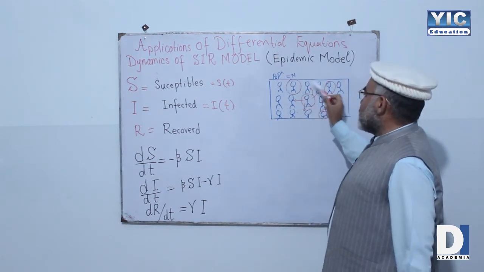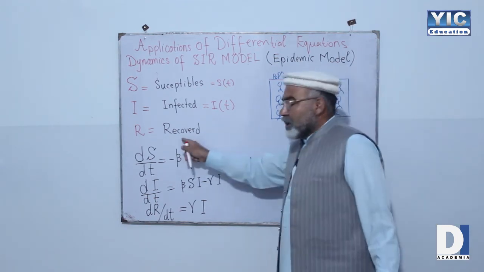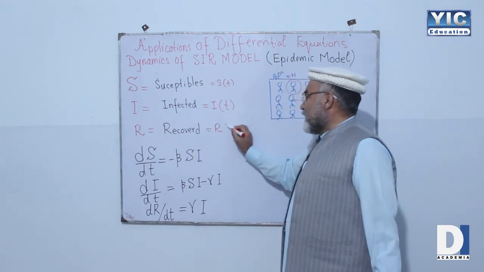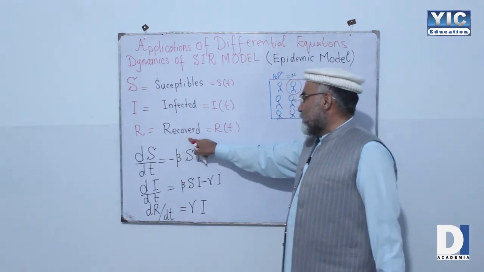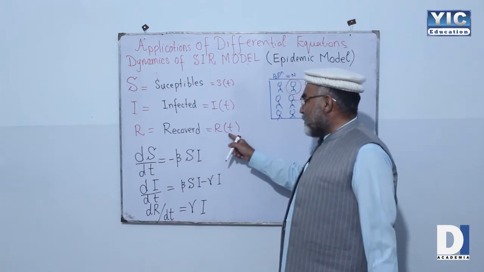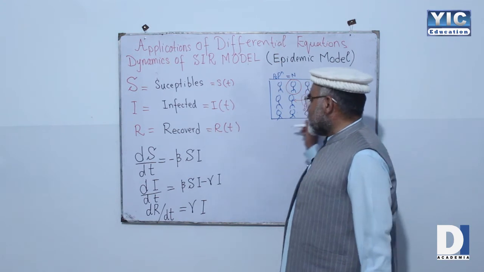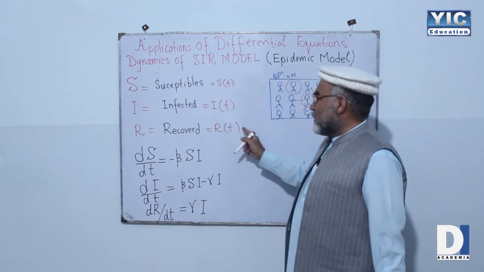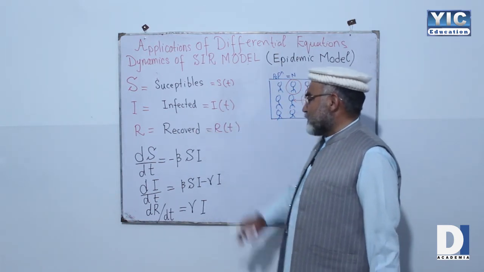Now each infected person has the chance that he may recover or he may die. Here R represents the recovered people, and the dead people are also included, the people who died because of the disease, because they cannot affect any other person. So we have logically put them in this function.